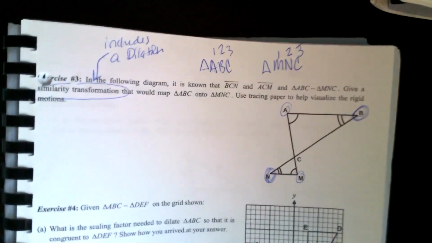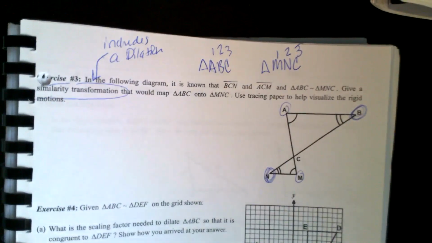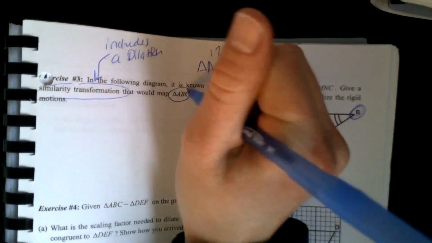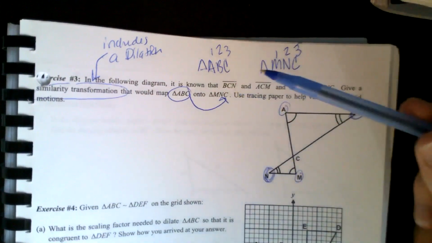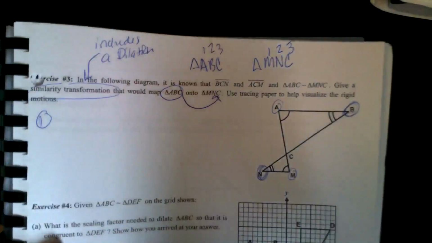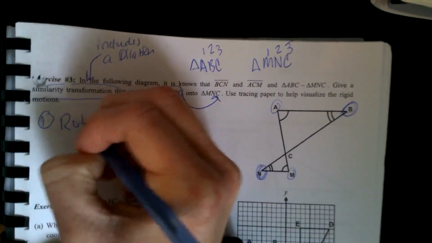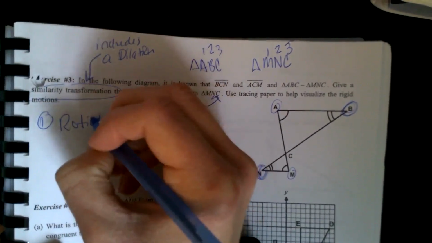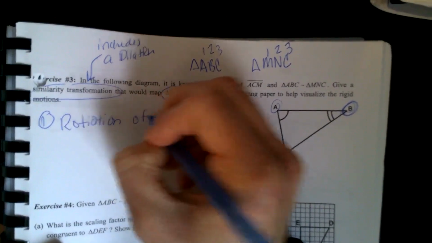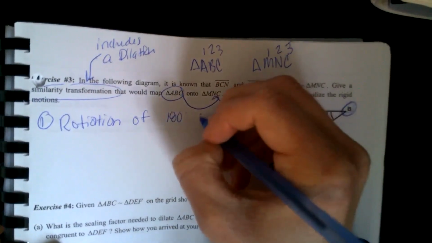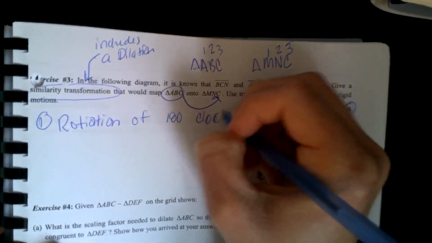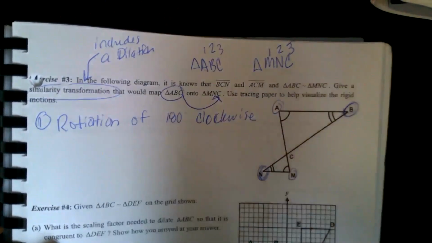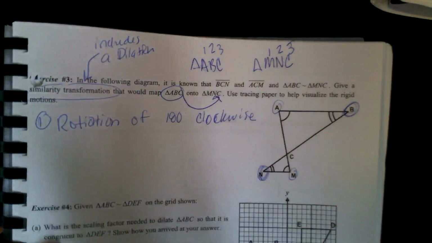Okay. So I'm thinking, so remember, we're careful. We're trying to map ABC onto triangle MNC. So what I'm thinking we first need to do is a 180-degree rotation. Okay. So a rotation of 180 degrees, and we can go counterclockwise or clockwise. Doesn't matter necessarily direction with 180 degrees rotations, remember.